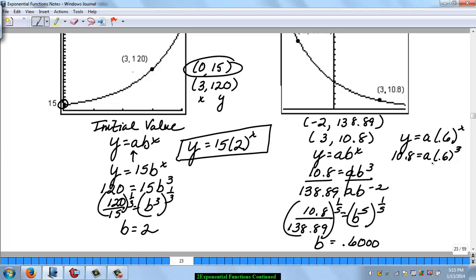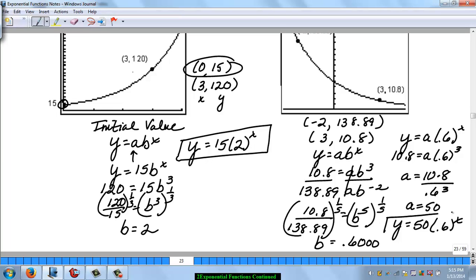So now, if I want to figure out a, these are hooked by multiplication. I just got to divide that on both sides. So a is going to be 10.8 divided by 0.6 cubed. And when I do that, a comes out to be 50. Wow, this did come out nice. So my formula is y equals 50 times 0.6 to the x.